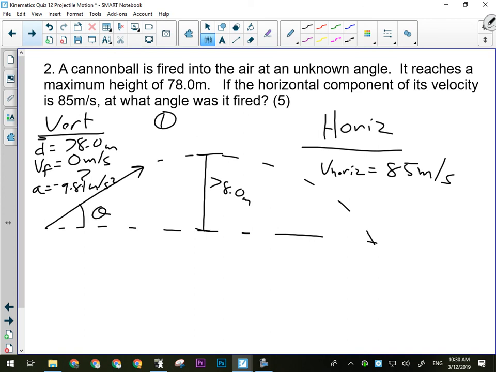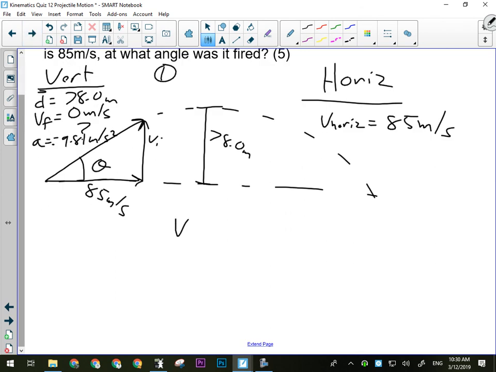What we're looking for is theta. If I'm going to get theta, I need 1 more side, because I already have the adjacent side here. The question told me it was 85 meters per second. So I need at least 1 more side. I would say my best chance is to get this side here. Get V initial from the information that I have, because I have D, I have VF, and I have A. So I should be able to solve for VI. I'm going to solve for VI using VF squared equals VI squared plus 2AD. So you can give them a mark for choosing that formula.